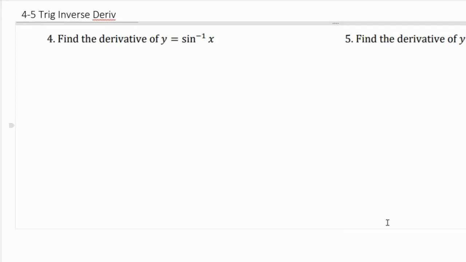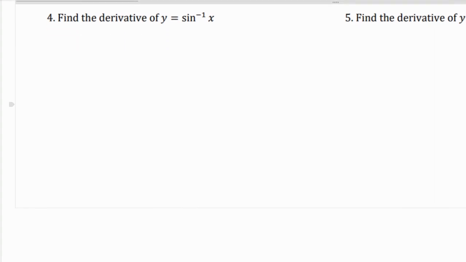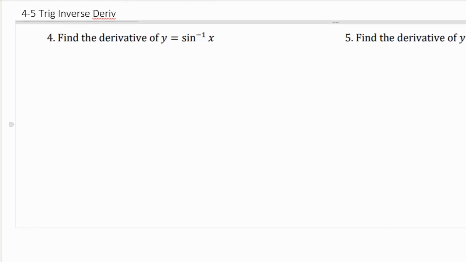Okay, so for this problem, we are going to find the derivative of y equals sine inverse of x. So I'm going to walk you through the proof of the derivatives, and then I will show you how to memorize them. Okay, so the derivative of y equals sine inverse of x.